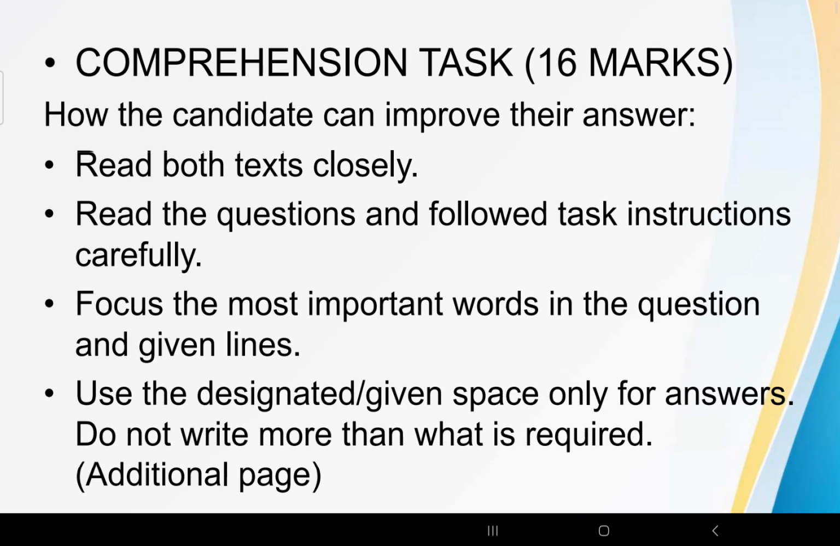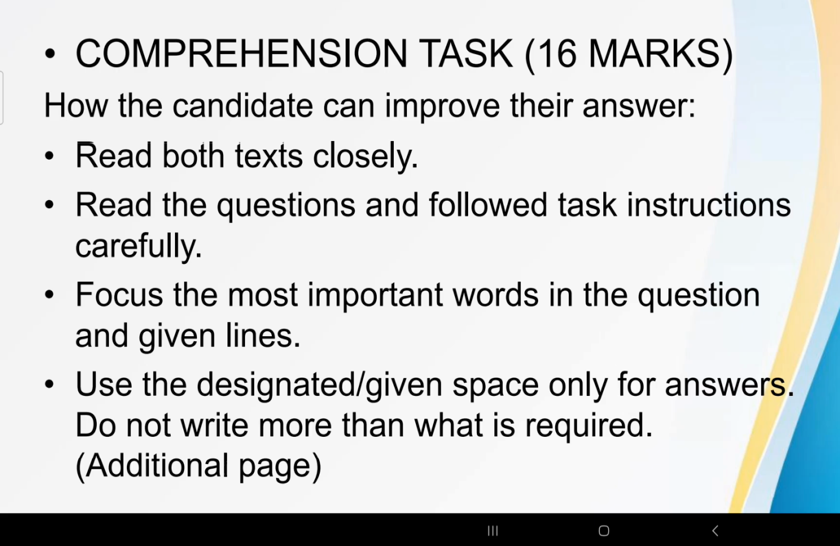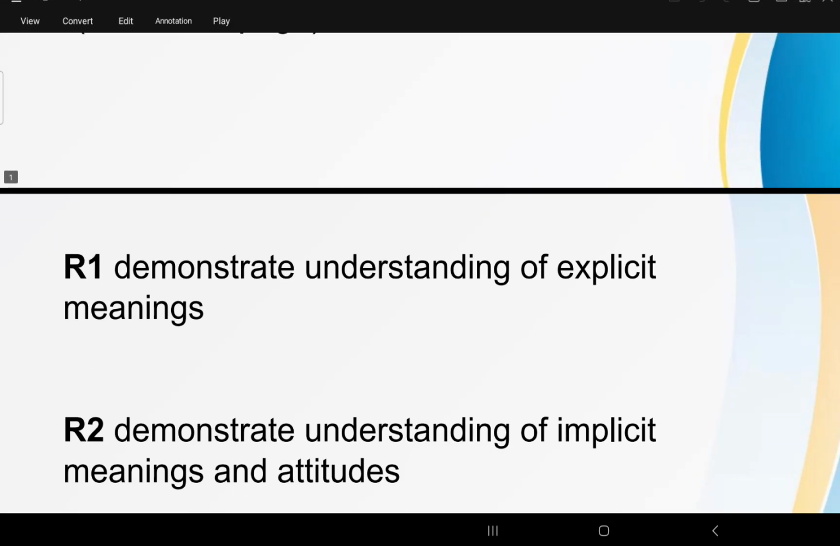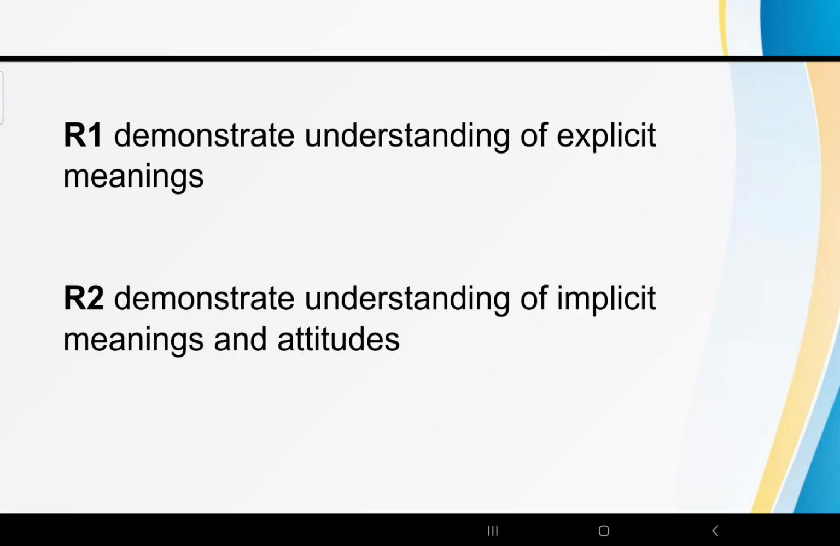Now let's talk about question number 1, comprehension task. This is question number 1 of your paper. It has 16 marks, and the AOs that are related to this are Reading 1 and Reading 2. Reading 1: demonstrate understanding of explicit meanings.